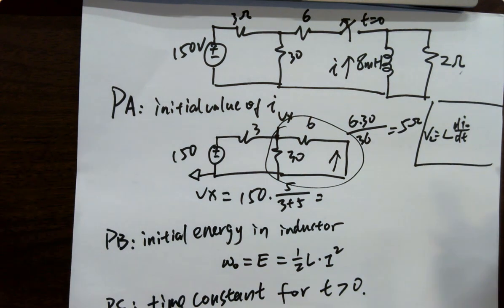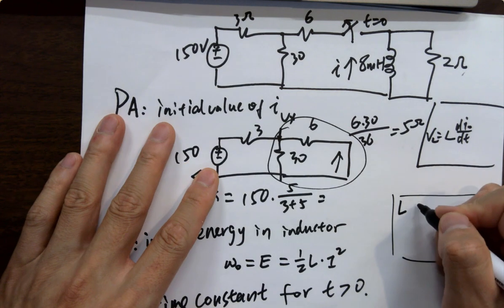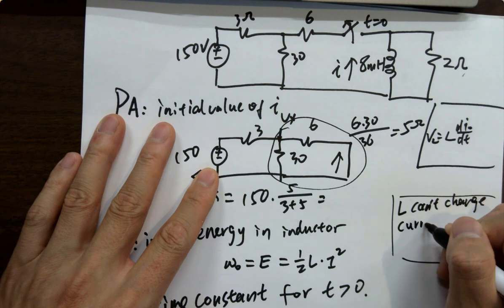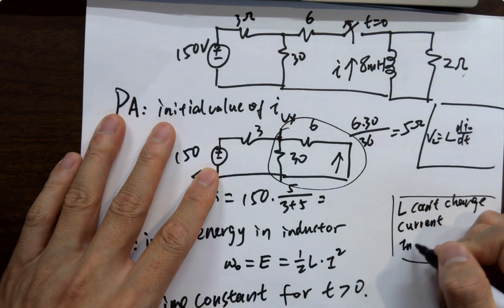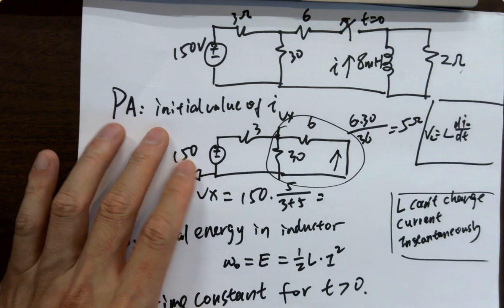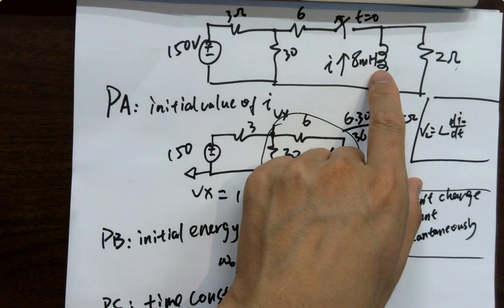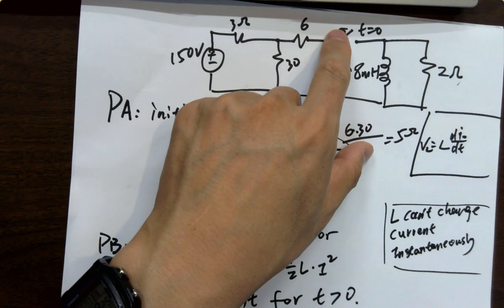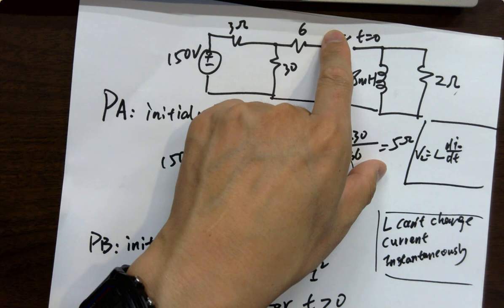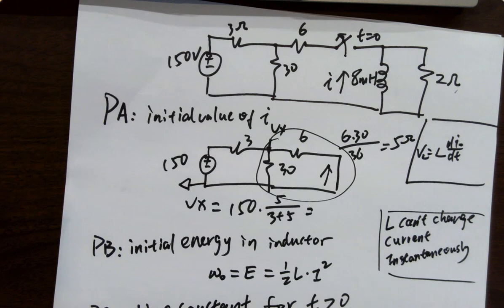Keep in mind, I'll repeat it in the future: inductors can't change current instantaneously. What does that mean? Before T0, it was closed and running a current through it. At the moment T0, you open it, so the current here is not changing at that moment. Keep that in mind. Super important to solve the equations.